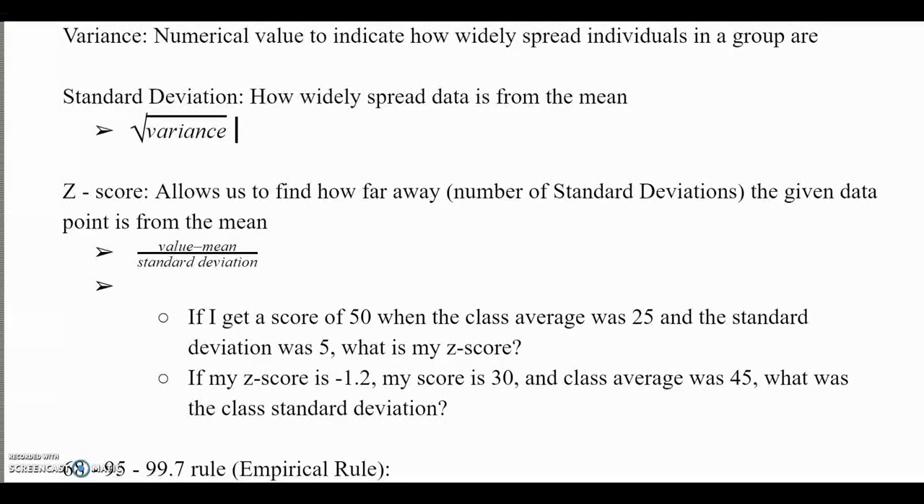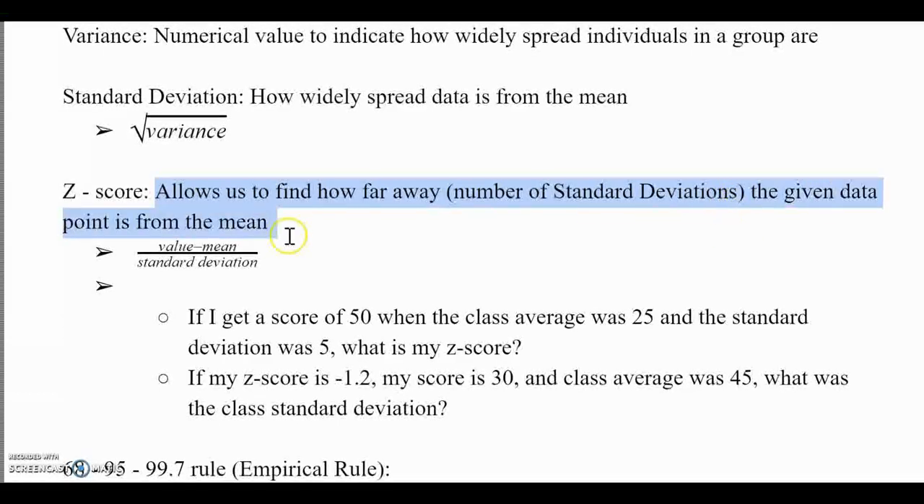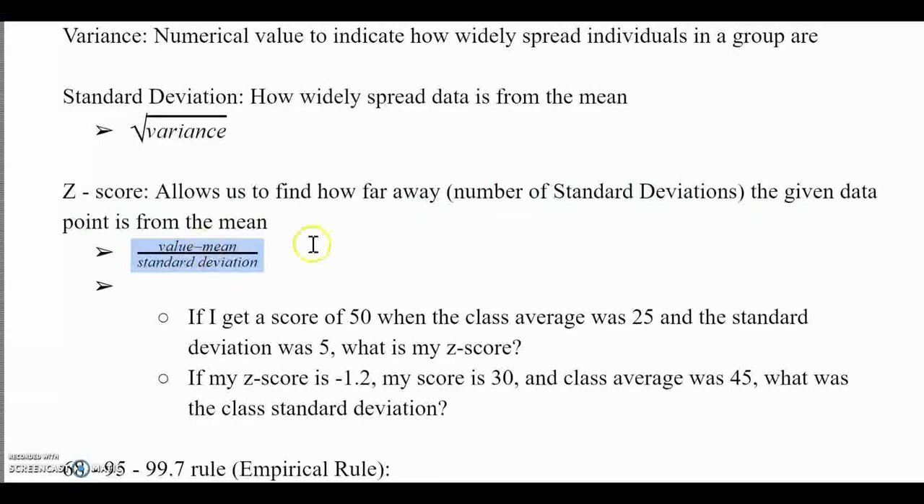Moving on to z-score, which is just a value that allows us to find how far away, or how many standard deviations away from the mean, our given data is. It is illustrated by this formula: value minus mean, divided by standard deviation. Now it can be positive or 0 or negative.